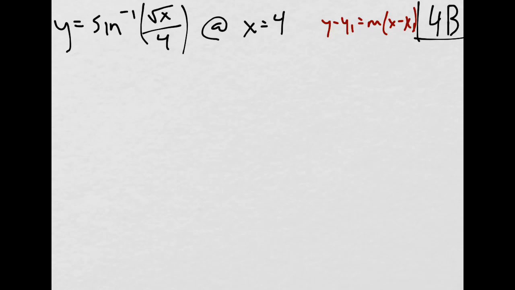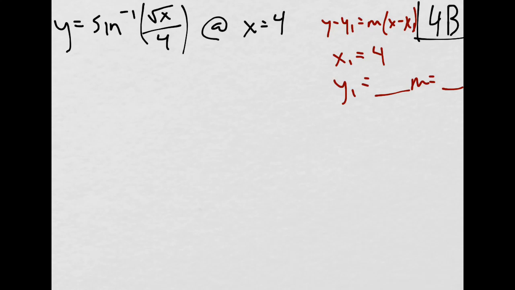So I'm going to find the tangent line of this thing right here at x equal to 4. There's three parts that I need: y1, m, and x1. I'm actually already given x1. x1 is equal to 4. I need to find y1 equals what? And then I need to find m equals what? Alright, so I need to fill in those two blanks.